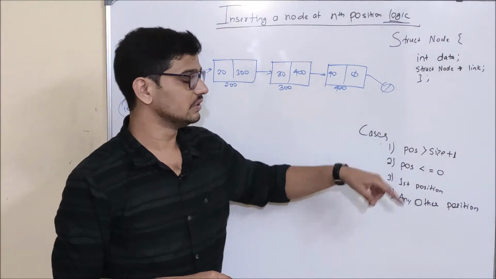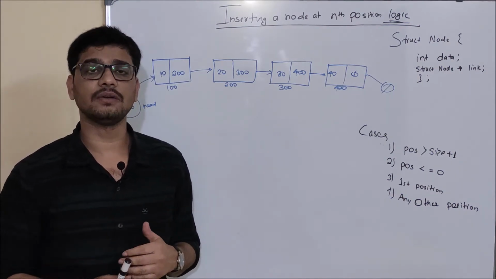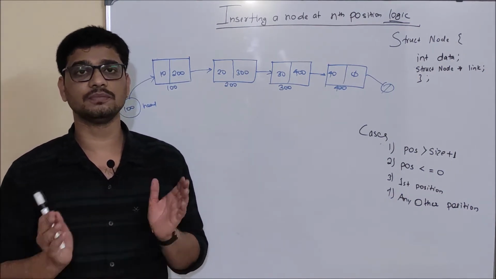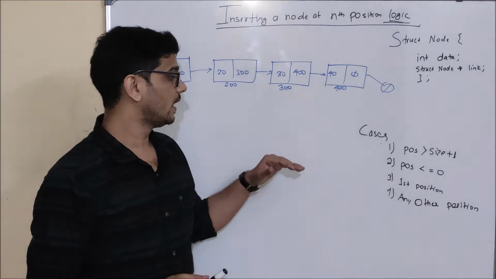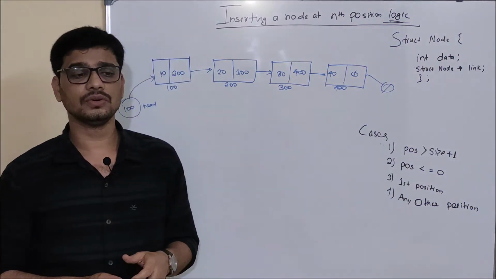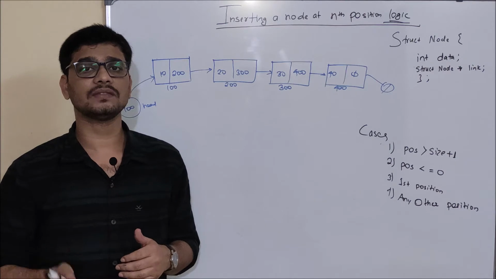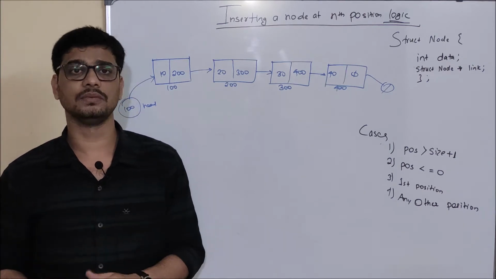So what do we mean by position greater than size plus 1? Suppose we have a linked list of size 10 and we want to insert a node at the 15th position. Is it possible? No, it is not. And what is the second case, position smaller than or equal to 0? Suppose I have a linked list of size 10 and we want to insert a node at minus 5 position. Is it possible? No, it is not possible.